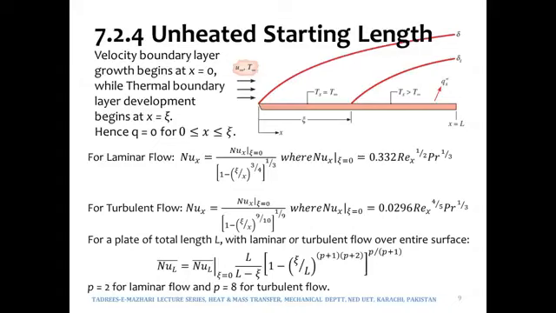And if the unheated length is 0, that would mean that the thermal boundary layer would start developing right from the beginning of the plate. So if zeta is equal to 0, that would no more be the case of unheated starting length. That would be the usual case that we were discussing in the previous 3 or 4 slides.